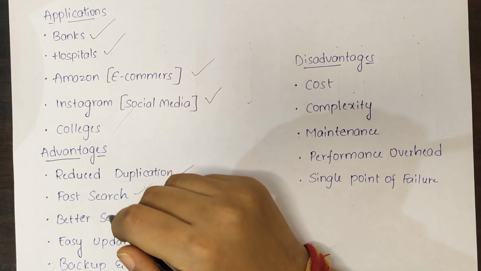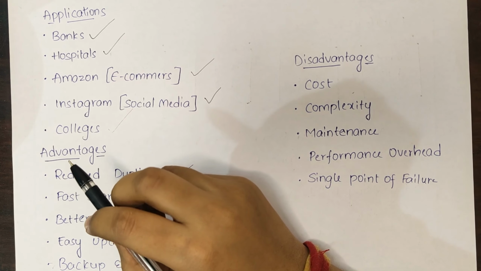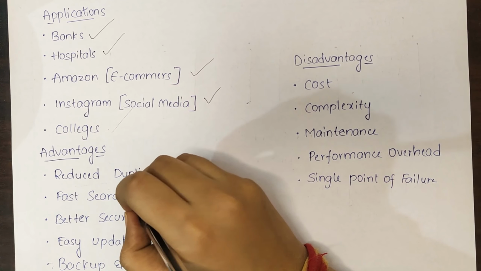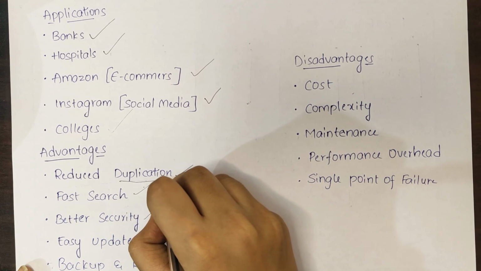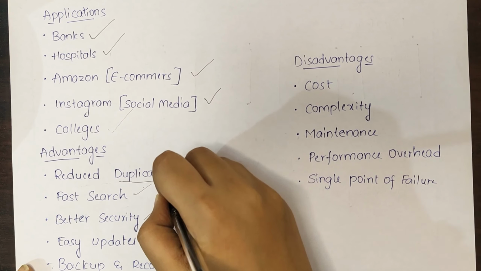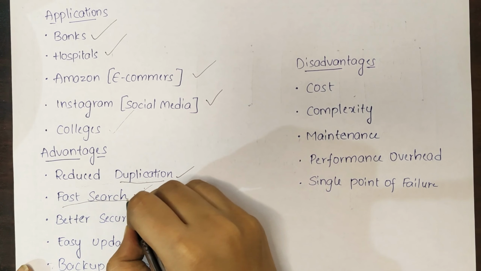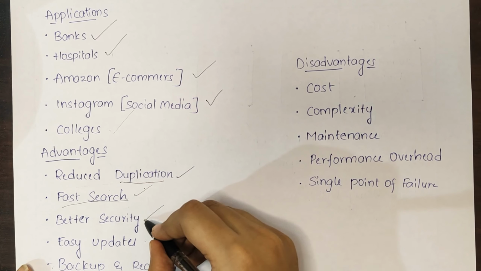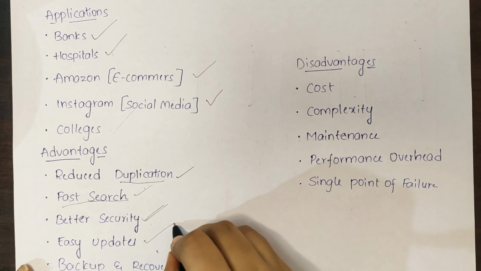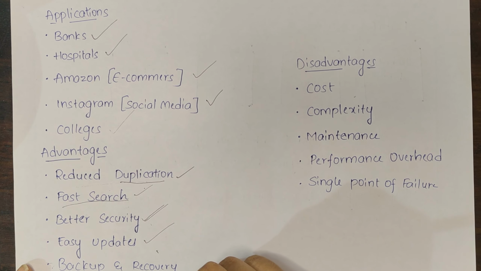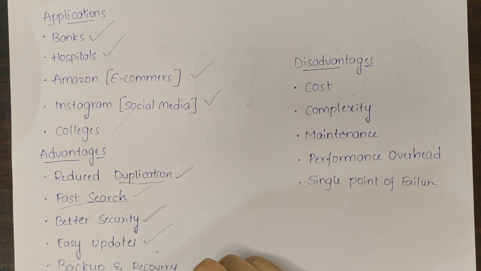Along with that, we do have advantages and disadvantages. Let us go through the advantages. Duplication is reduced by using DBMS, searching becomes fast, security increases and updates are easy. Backup and recovery is also there. In any case where data is gone or missing, we can actually get the data back.